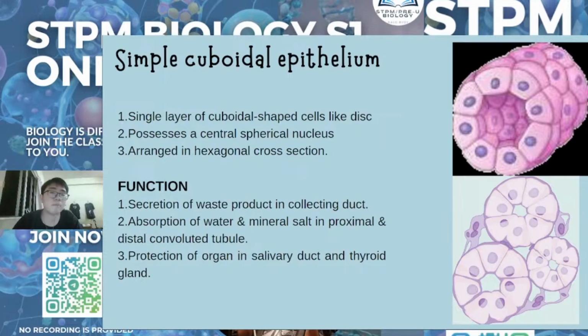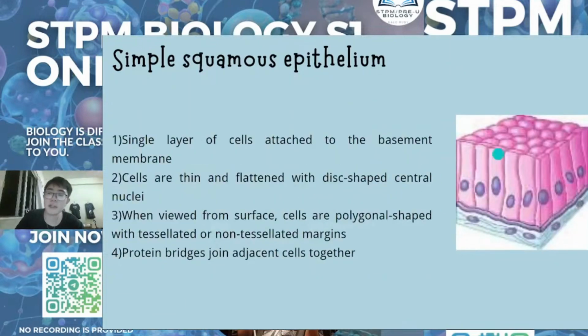So simple cuboidal epithelium, you can see the structure is more like a circular shape. This is also a single layer of cuboidal shaped cells like this. The cell is actually cuboidal in shape, so it is normally 3D, and you will see that it is arranged in this shape, compared to here, which is a mono layer, a low layer.